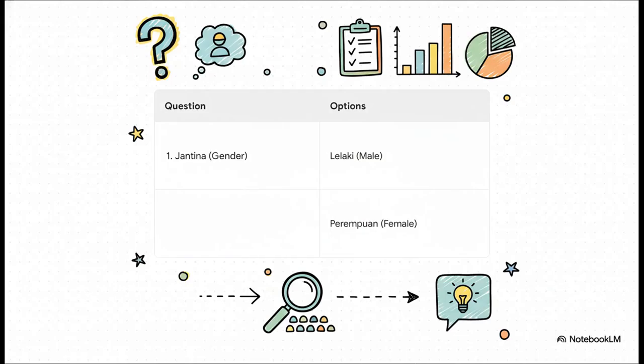And this is a perfect example from our survey. The question is just asking for gender, jantina. The options are lelaki, male, and perempuan, female. See? They're just labels. They're distinct categories, but there's no rank. One isn't higher or better than the other. They're just different buckets to put the answers in. Simple as that. That's nominal data.